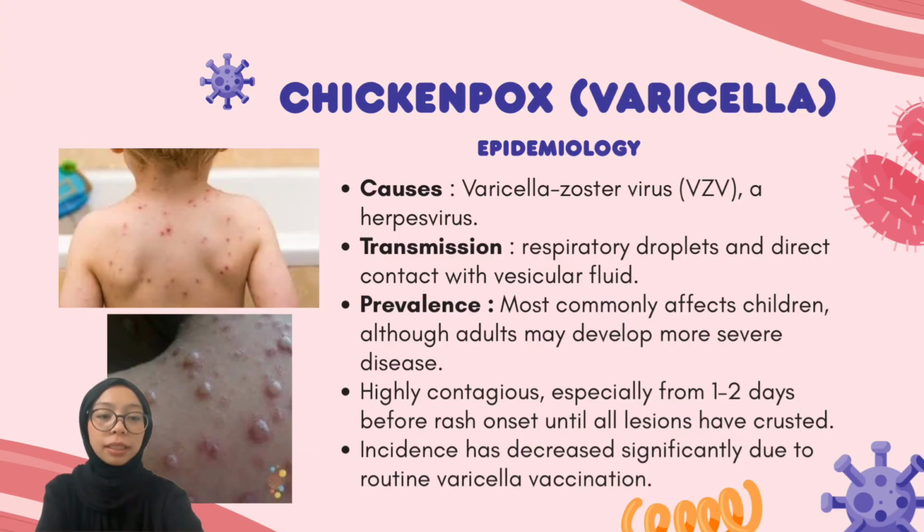Next, we move on to the second disease, which is chickenpox, also known as varicella. The epidemiology of chickenpox: it is caused by the varicella zoster virus, or VZV, a herpesvirus. It is transmitted by respiratory droplets and direct contact with the vesicular fluid. It most commonly affects children, although adults may develop more severe disease. It is highly contagious, especially from 1 to 2 days before rash onset until all lesions have crusted. The incidence has decreased significantly due to routine varicella vaccination. So basically, this is one of the treatments of chickenpox.